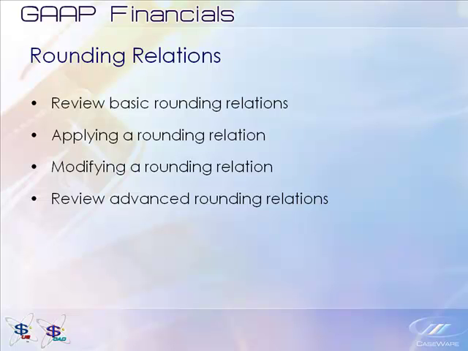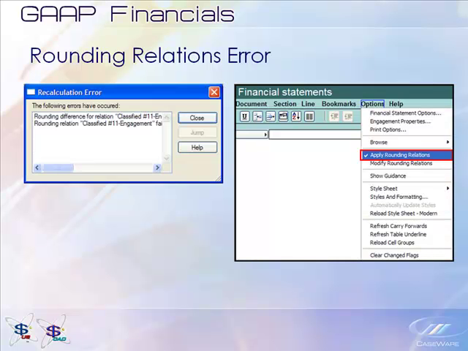Rounding relations, as they pertain to this QuickVid, may be necessary due to decimals in the trial balance rounding to whole numbers in the financial statements, therefore creating discrepancies between two line items that should match. Rounding relations are designed to automatically resolve these rounding issues in the financial statements.